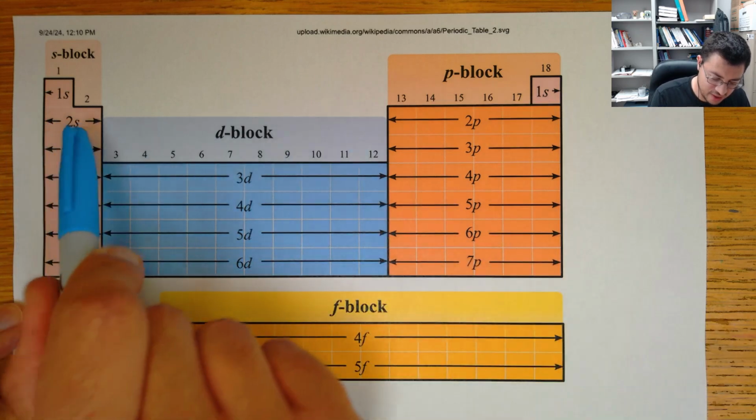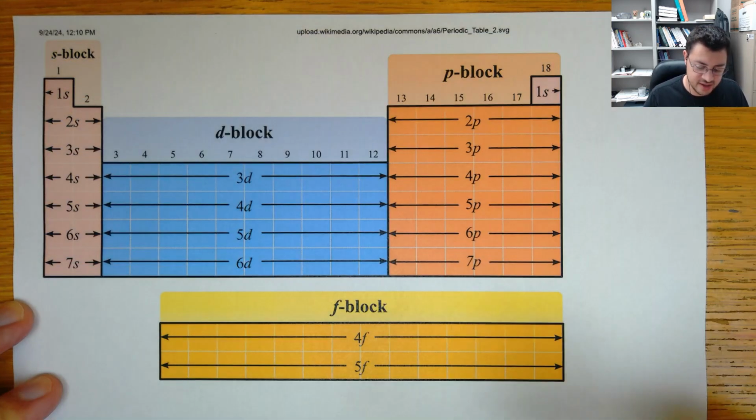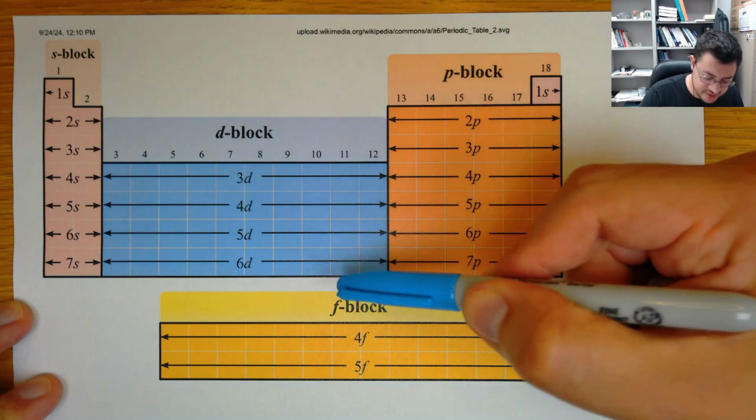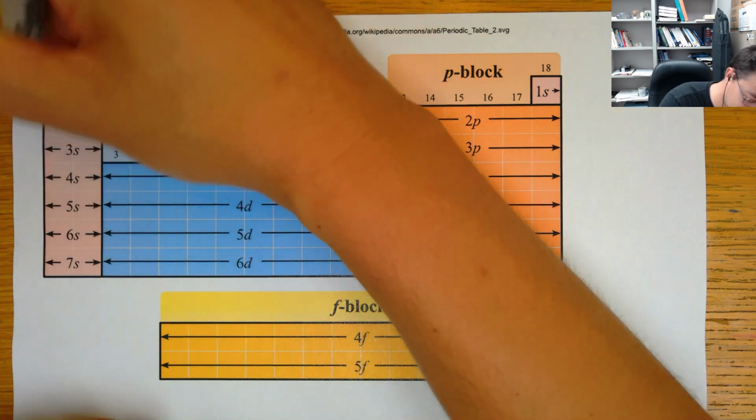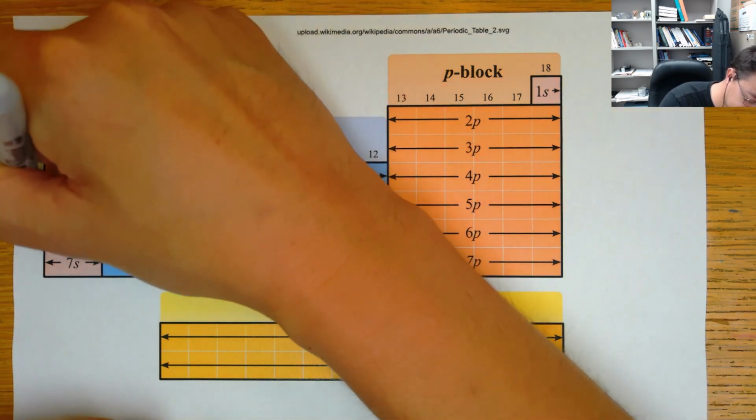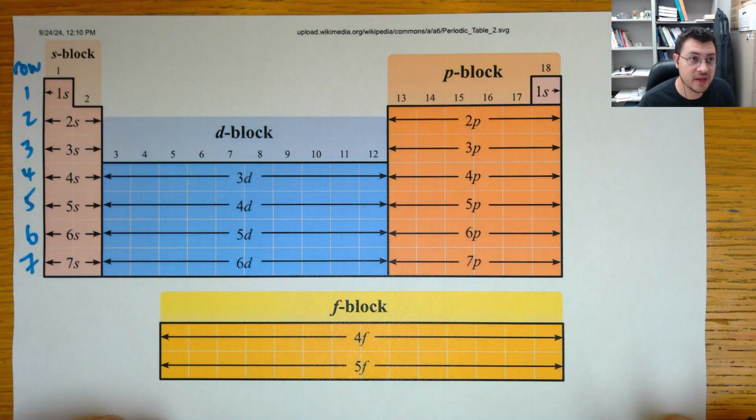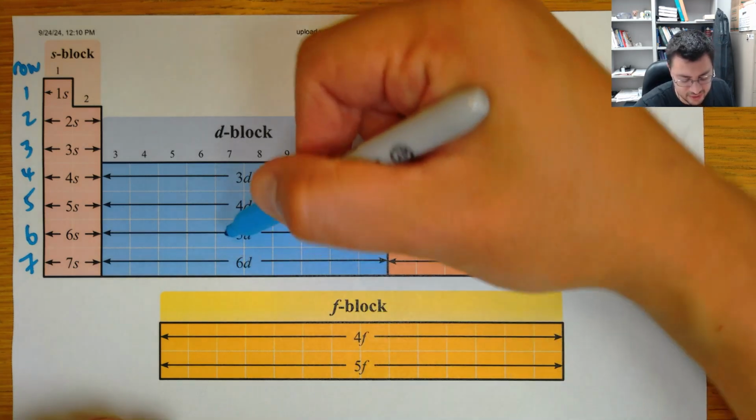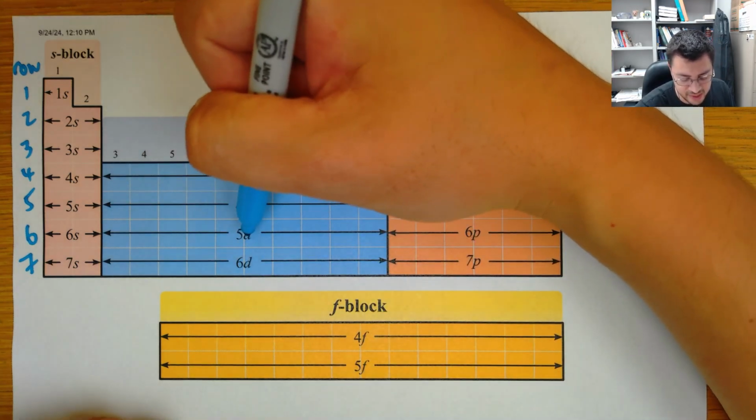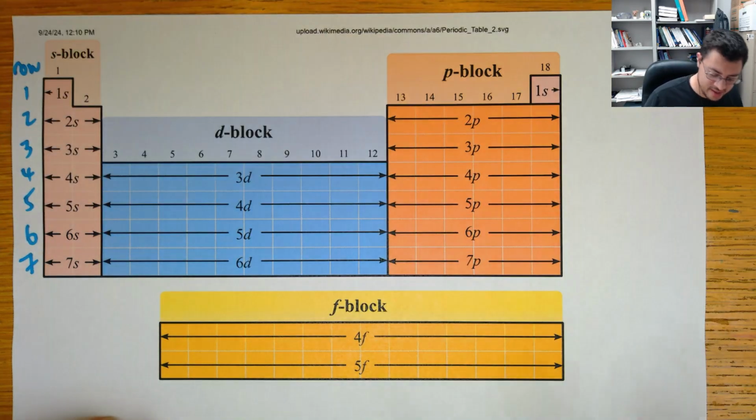And then you can see 1s, 2s, 3s, 4s, 5s, 6s, 7s, 3d, 4d, 5d, 6d. And here's our row numbers: rows 1, 2, 3, 4, 5, 6, 7, also known as the period number. All right, and you can see that thing we talked about in the last video, where the D is always one less than the row number.